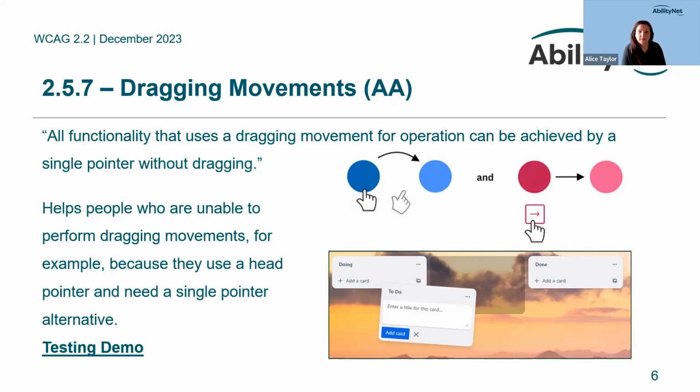It's also different to pointer gestures, which is a 2.1 requirement, which you may be familiar with. The pointer gestures requirement is about making sure that functionality that requires custom gestures can be operated with a single pointer. So for example, this could be tapping on the screen. So that's more thinking about the gesture that you have rather than the point A and point B with this particular requirement.